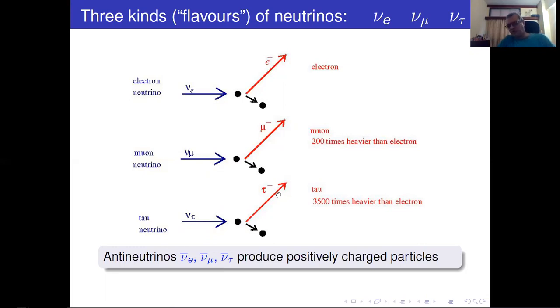In addition to neutrinos, we also have the antiparticles called antineutrinos. They're denoted like this: nu e bar, nu mu bar, and nu tau bar. And the way to define them is, if by interacting they produce a positron, which is the antiparticle of the electron, e plus, I will call this incoming particle an electron antineutrino. If it produces mu plus, this is a muon antineutrino. And if it produces tau plus, it's a tau antineutrino. So this is, in some sense, the language in which we are going to talk.